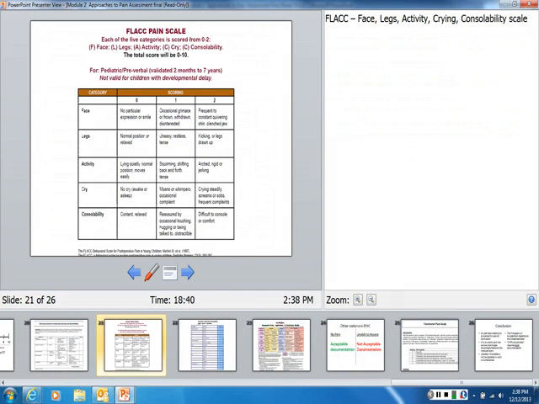Now, looking at pediatric patients, we have the FLACC pain scale. FLACC stands for face, legs, activity, cry, and consolability. And this scale has been validated for infants 2 months all the way up to children 7 years of age. The total score, again, you rate each of these categories on a 0 to 2 scale, and your total score is going to be 0 to 10.